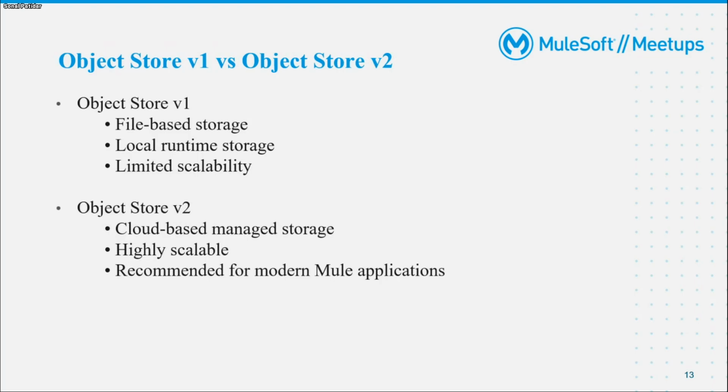Now, object store v1 and object store v2. Object store v1 is the file-based storage and has limited scalability, and the object store v2 is cloud-based and highly scalable and also recommended for modern applications. In modern applications, we mostly use the object store v2 because it is cloud-based and scalable.